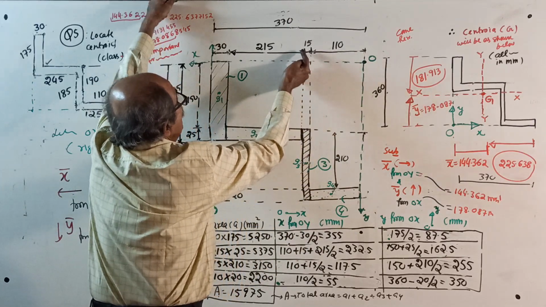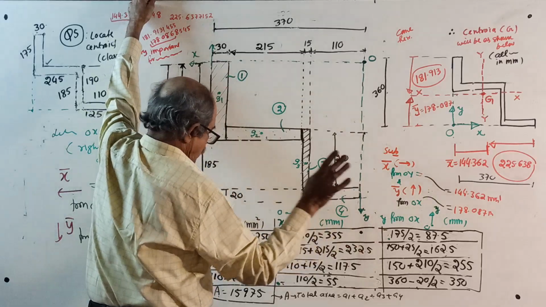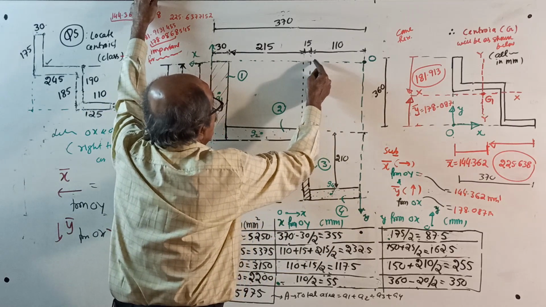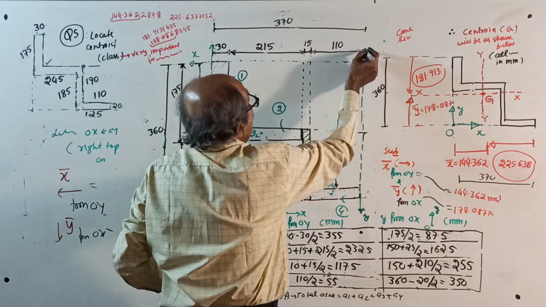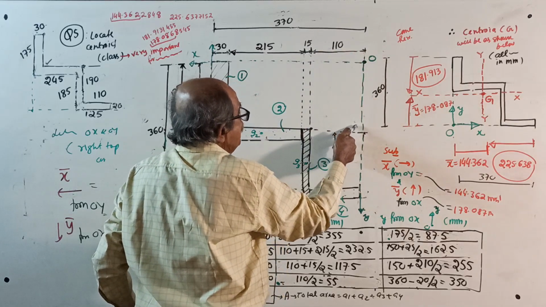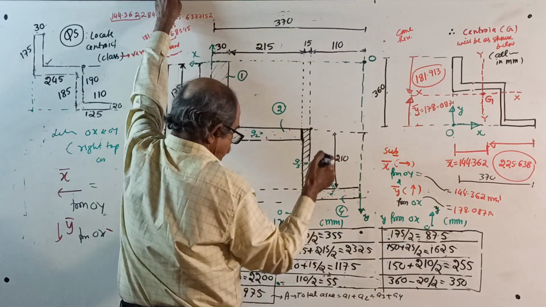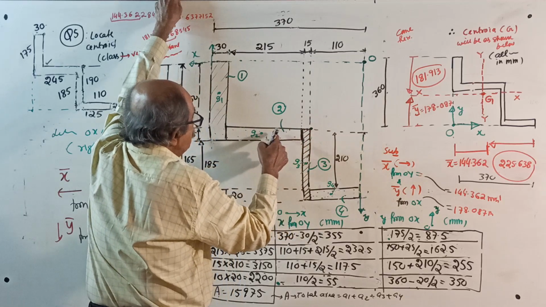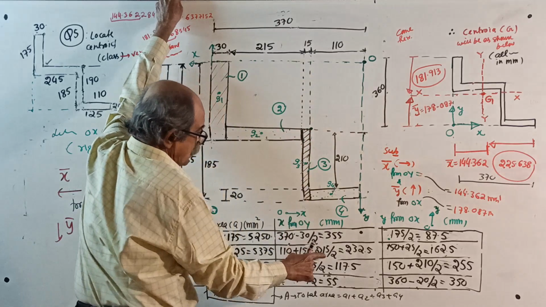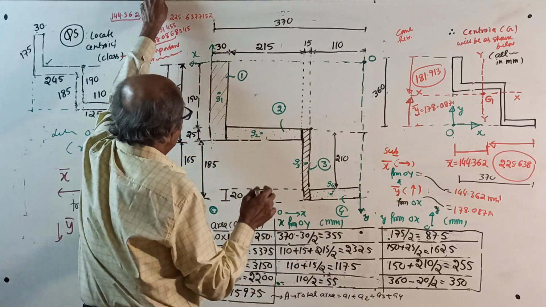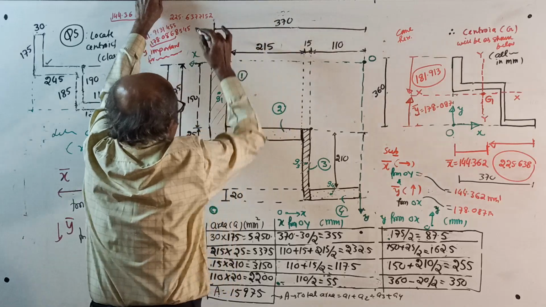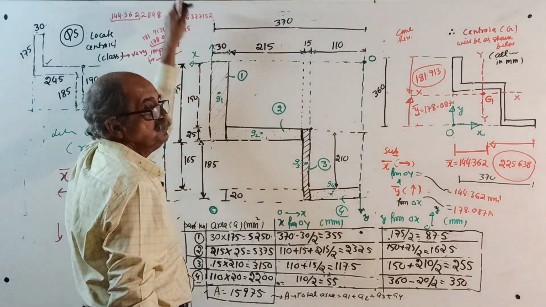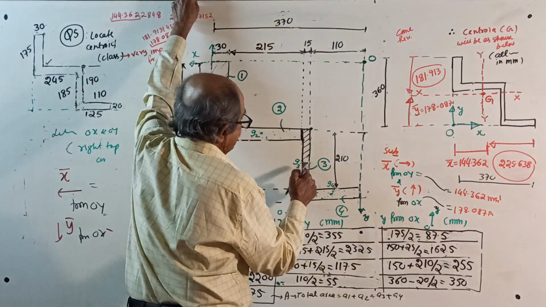I can also do it this way. For x2, this centroid: 110 plus 15 plus 215 plus 30 by 2. 110, that's all. Don't come to 15, because when you come by 110, you reach here. 110 plus 15 is required. 110 plus 15, you reach here. Then plus half of 215, you get the answer. Or you can do one thing: 370 minus 30 minus 215 by 2. That also will do.